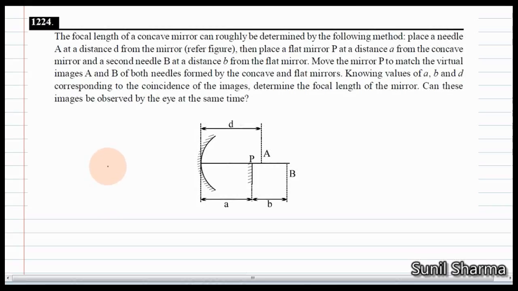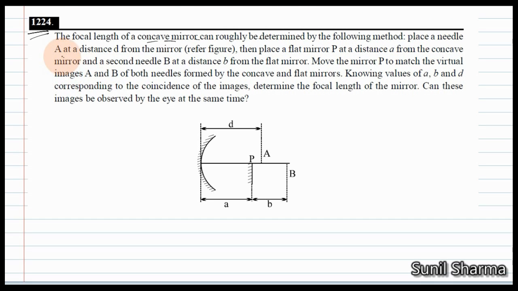Hello students, now we will discuss question number 12424 from the book 1234. The question given to us is that the focal length of a concave mirror can roughly be determined by the following method.